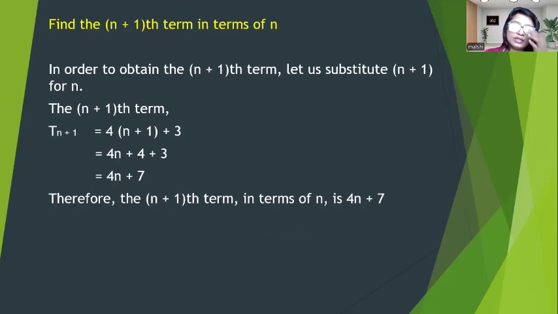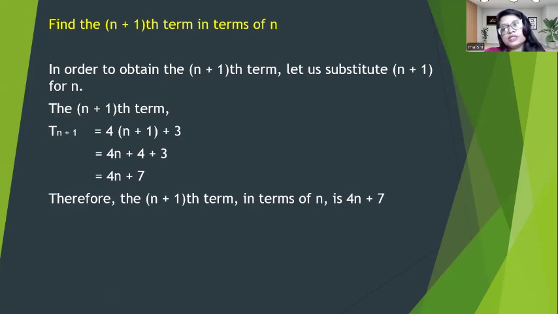So the other question is, find the n plus 1 term, right? That means in the previous questions we substituted any values into n. Now we need to substitute n plus 1 for n. Hope you can understand. In order to obtain the n plus 1 term, as I mentioned, let us substitute n plus 1 for n, right?